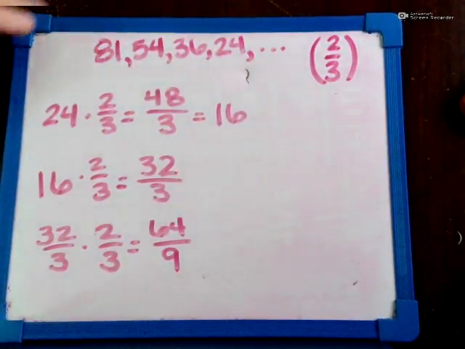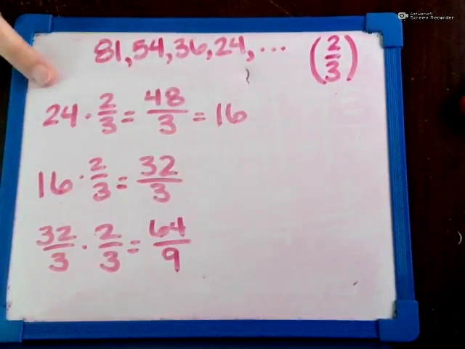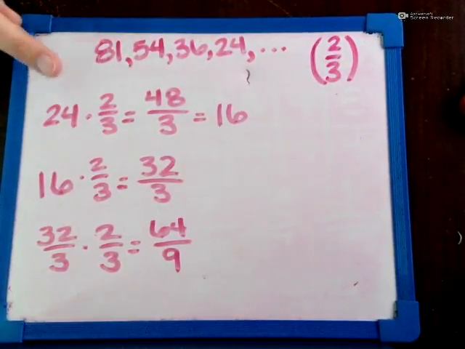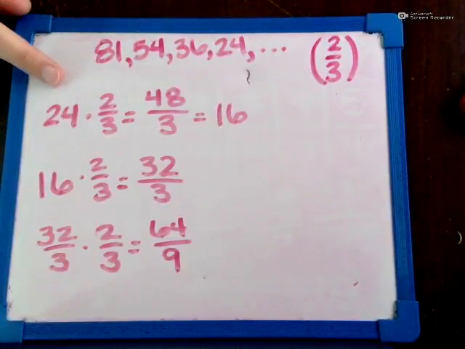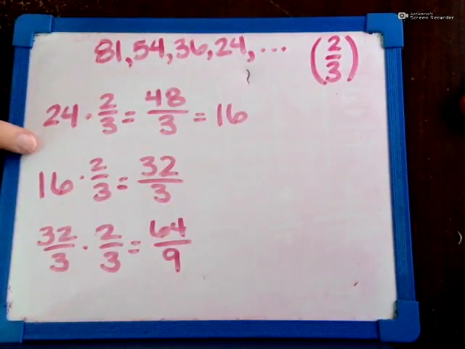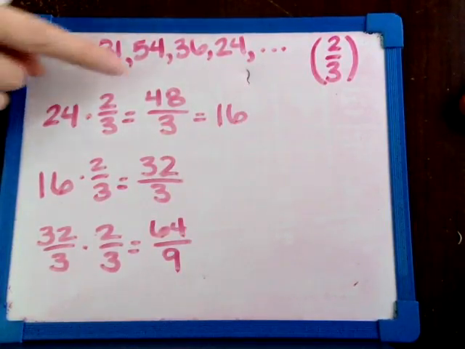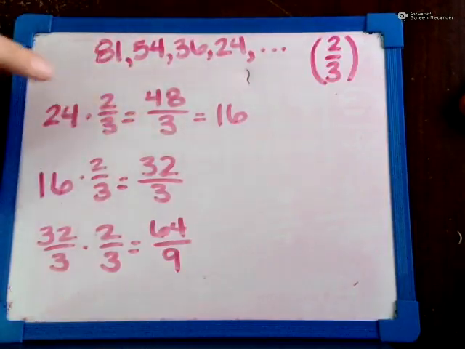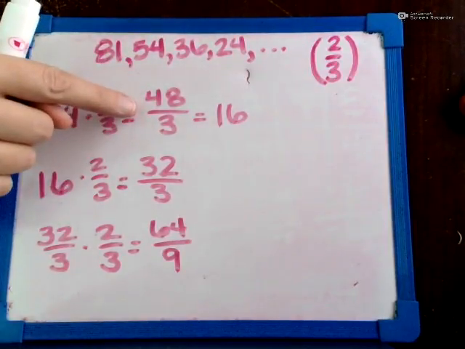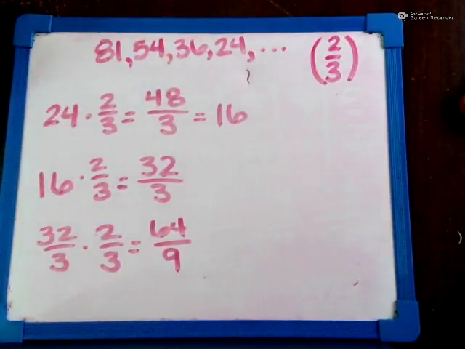Then I just took our last number and multiplied it by 2/3. When you're multiplying a fraction, you just multiply straight across. So this is really 24 over 1. So it's 24 times 2 is 48, 1 times 3 is 3. And if you put that in your calculator and divide it, it turns out to be 16. I wouldn't have known that off the top of my head.